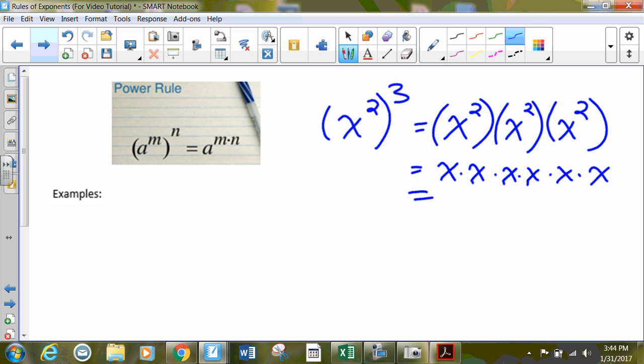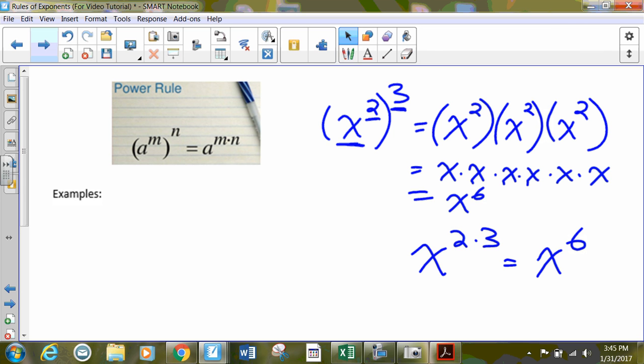And how many x's do we have multiplied by itself? We have 6, so that's x to the 6th. And then we can see how the rule comes from just doing it the long way. When there's just one base, but a power raised to another power, we take that power and multiply it by the power it's raised to. So that gives us x to the 6th. So we can remember when we have a power raised to a power, we are multiplying.